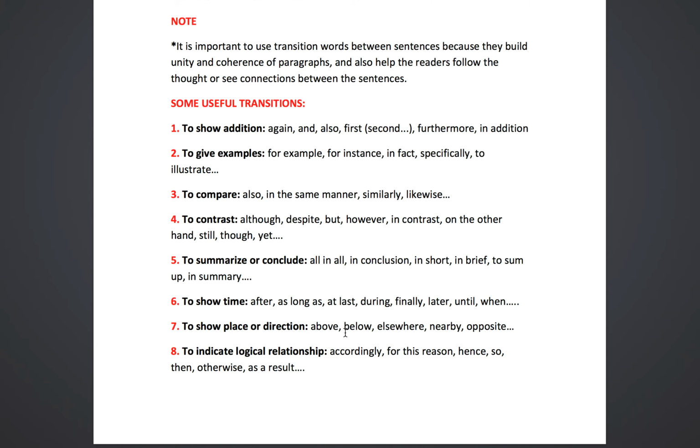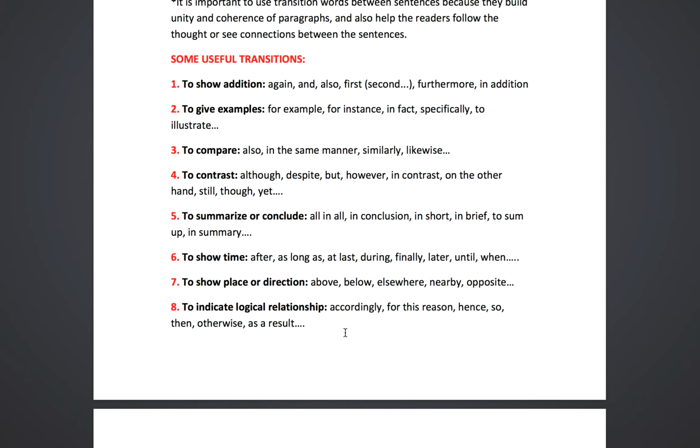We said that you have to have basic information about how to write sentences and how to make connections between the sentences. So how can you do this? You can do this by having transition words, like we talked about before, to make connections between the sentences, between two independent clauses. Here are some examples of transitions for you. You can go through them.